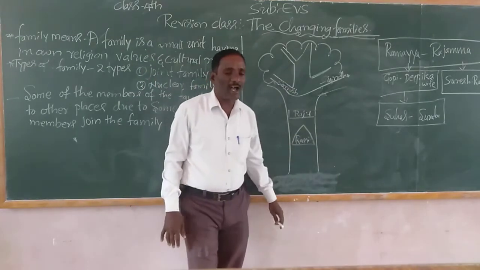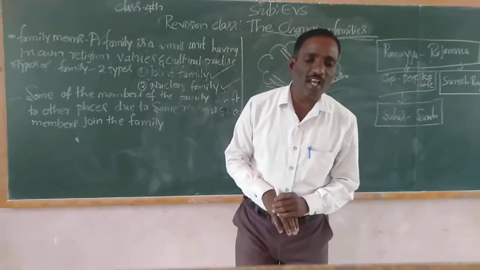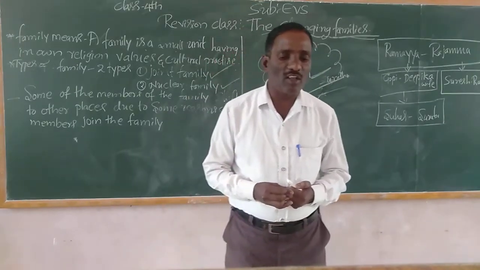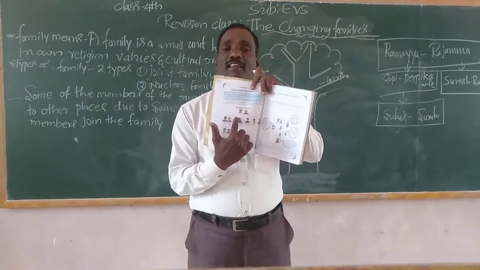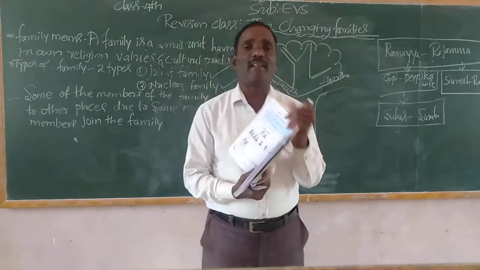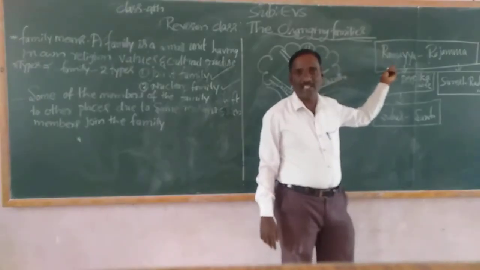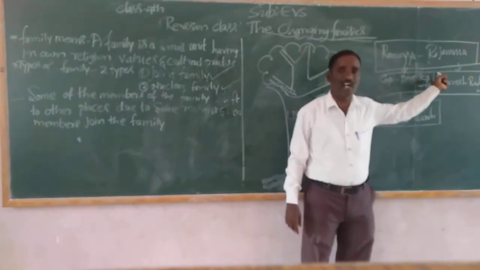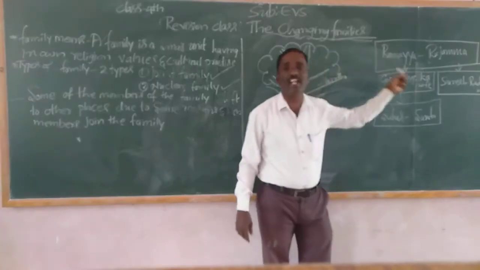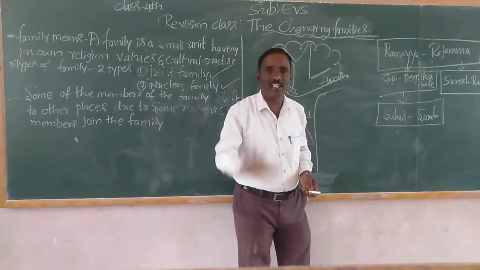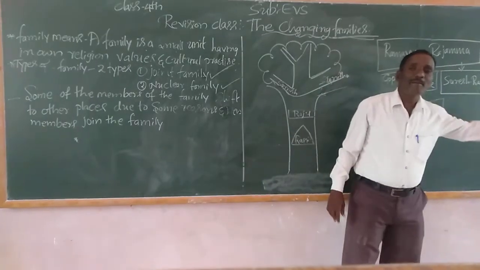In your textbook, there is a picture of Ramayya and Rajamma's family, which was drawn last year. Observe carefully in your textbook, page number 147, Ramayya and Rajamma, its family tree, its family picture. Ramayya is the head of the family. Rajamma is the wife of Ramayya. Ramayya has 5 children: Gopi, Suresha, Ramesha, Dilip and Pinky.